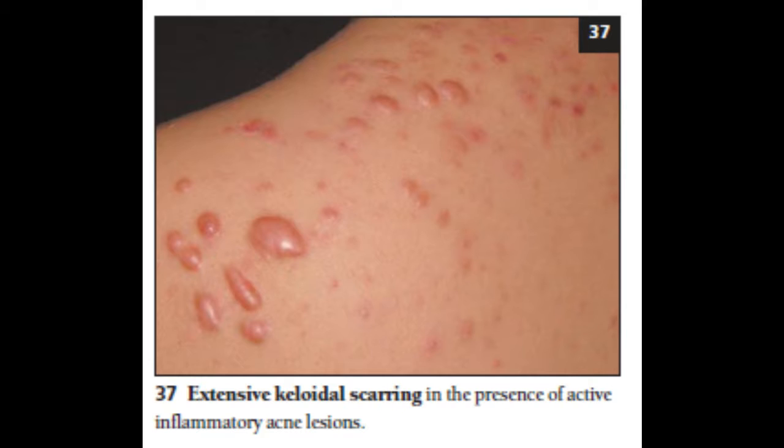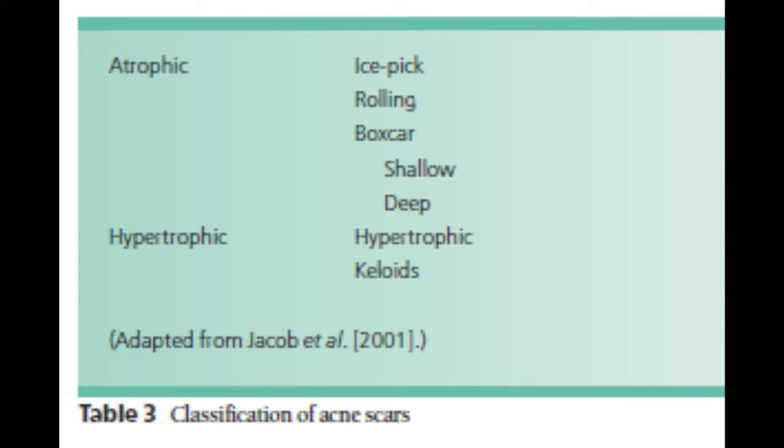Accordingly, atrophic acne scars are subdivided into icepick, rolling, and boxscar varieties. Boxscar scars are then further differentiated into shallow and deep subtypes. On the other end of the spectrum, keloid and hypertrophic scars result from excessive scar tissue formation. They occur less frequently than atrophic scars and are more common on the trunk rather than the face.